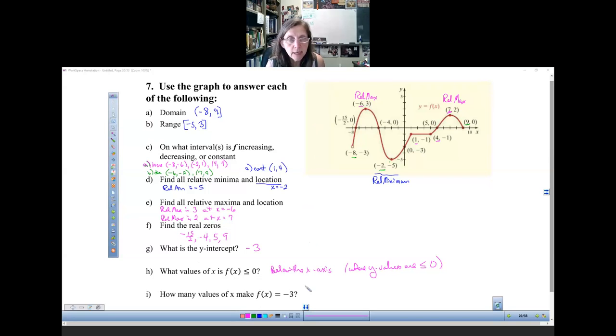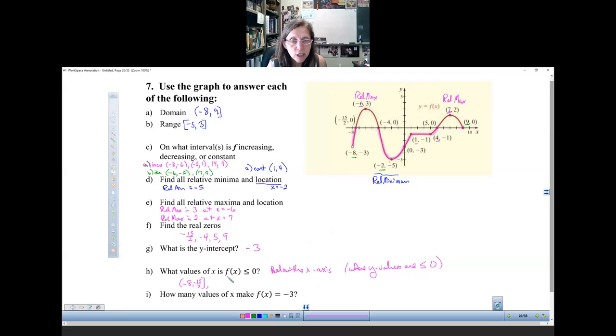So below the x-axis, or where my functional values are less than or equal to 0, are going to be, again, here, and all of this, and right here, because it says less than or equal to. If it didn't say less than or equal to, I wouldn't include this little endpoint here. So how do I write that? I write that as negative 8 to negative 15 halves. Now watch this. I have to include that because of the equals to here, okay?